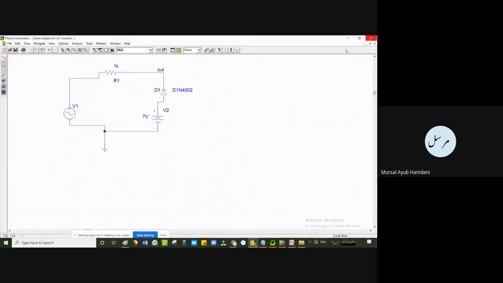So we are done with these different types of clippers and clampers. Now what is next? Next is the Zener diode characteristics. We have time left, so let us go ahead with the Zener diode characteristics.